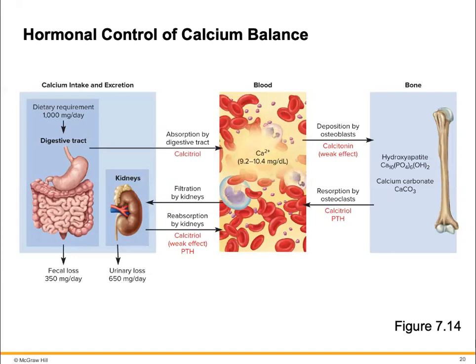So there's 3 hormones involved. There's calcitriol, there's calcitonin, and there's parathyroid hormone. Calcitriol and parathyroid increase your blood calcium levels. Calcitonin reduces your calcium levels.